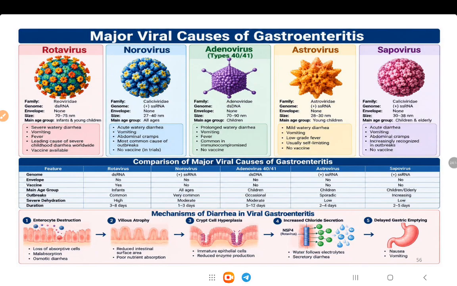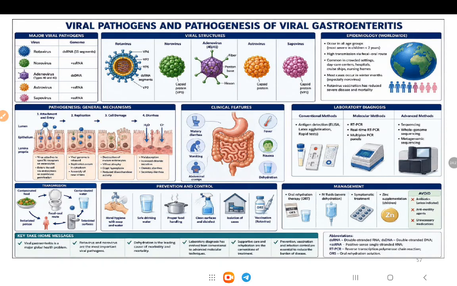In this slide, we summarize the different characteristics of the five major viruses responsible for viral gastroenteritis and provide a useful comparison for revision from these lectures. Also, this final slide summarizes the most important concepts from today's lecture. Viral gastroenteritis remains one of the leading causes of acute diarrheal disease worldwide and continues to be a major public health challenge.